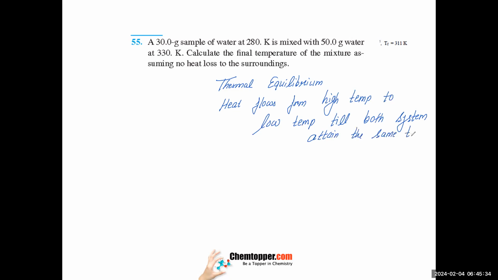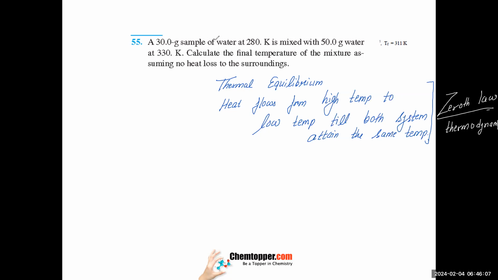Same temperature, right? This is the definition of thermal equilibrium, which is also called the zeroth law of thermodynamics. I explained this to you earlier also. Don't worry about the name, but you should know what thermal equilibrium is. Now read the question and tell me what will happen.